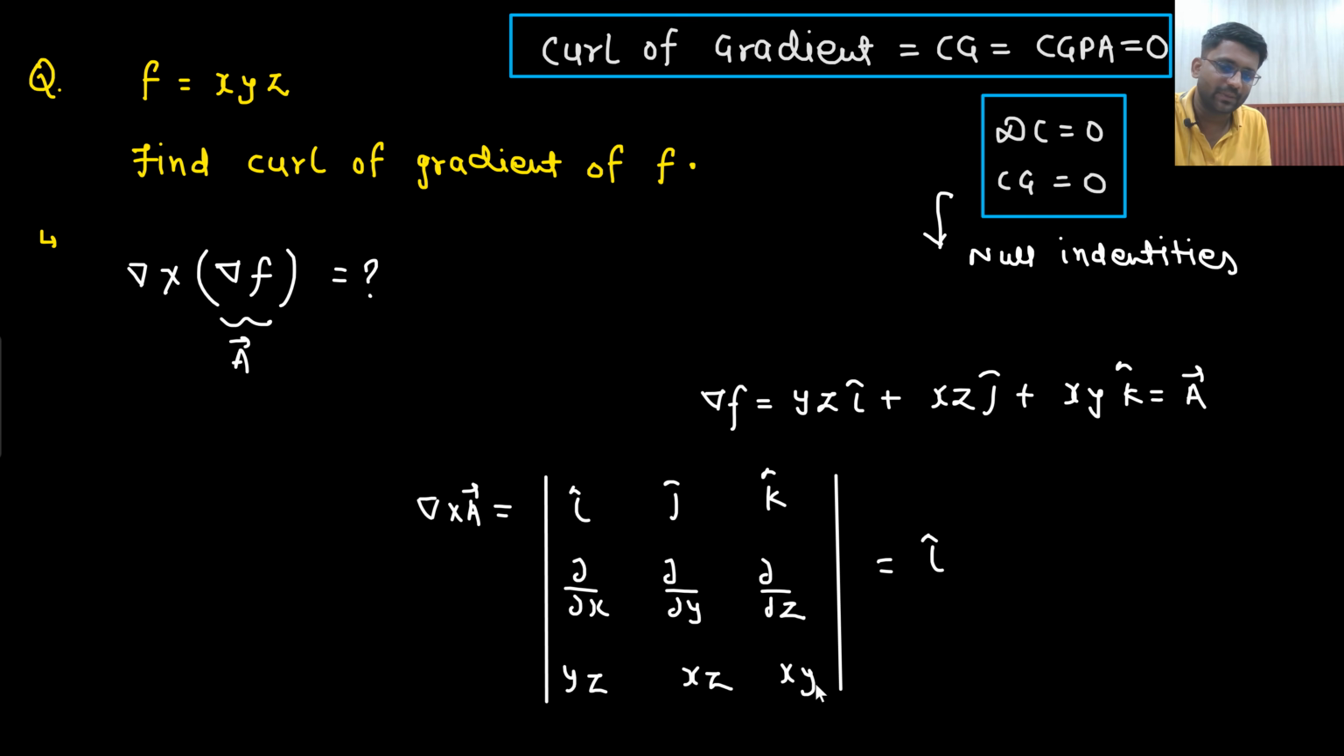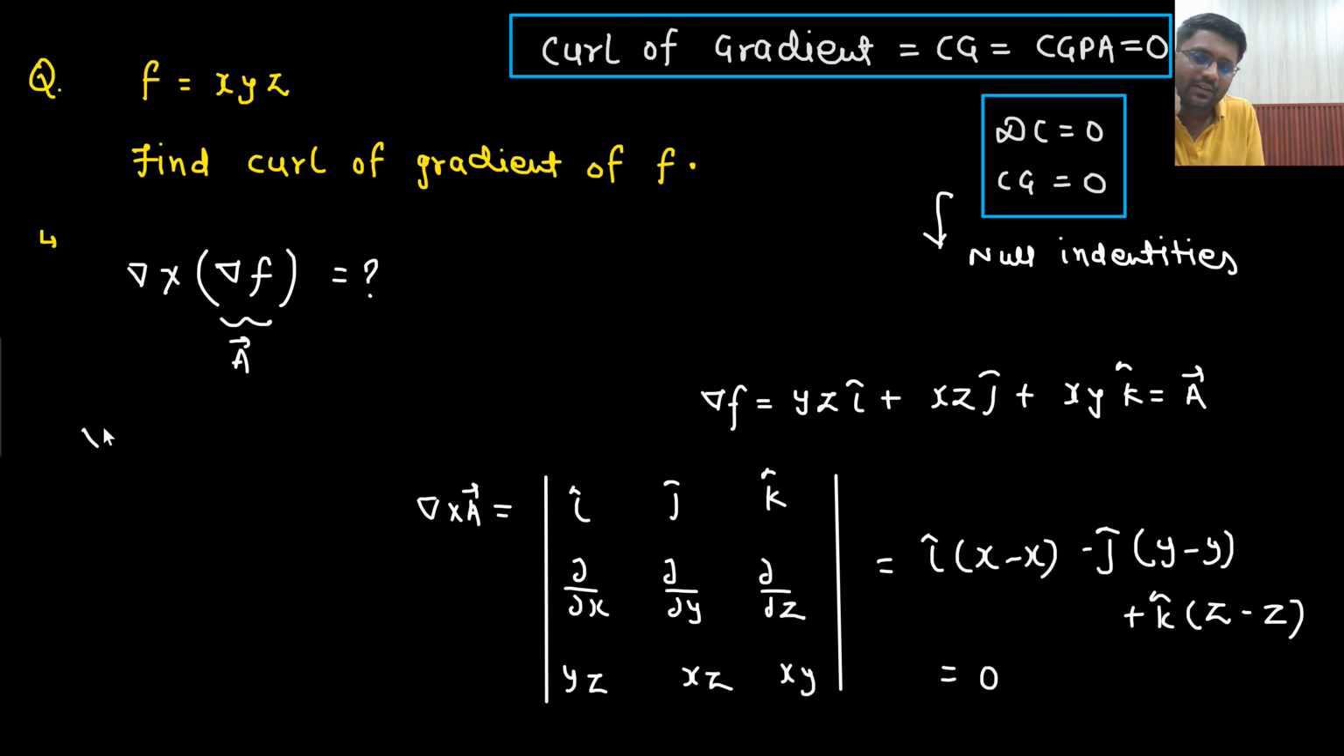Partial differentiation of this function with respect to y, answer will be x, right? Then partial differentiation with respect to z, answer will be again x, minus j cap. Partial differentiation with respect to x, with respect to z, and with respect to x, with respect to y. So what is the answer? 0. So del cross A is coming out to be 0 only, or you can say del cross del f is also coming out to be 0.